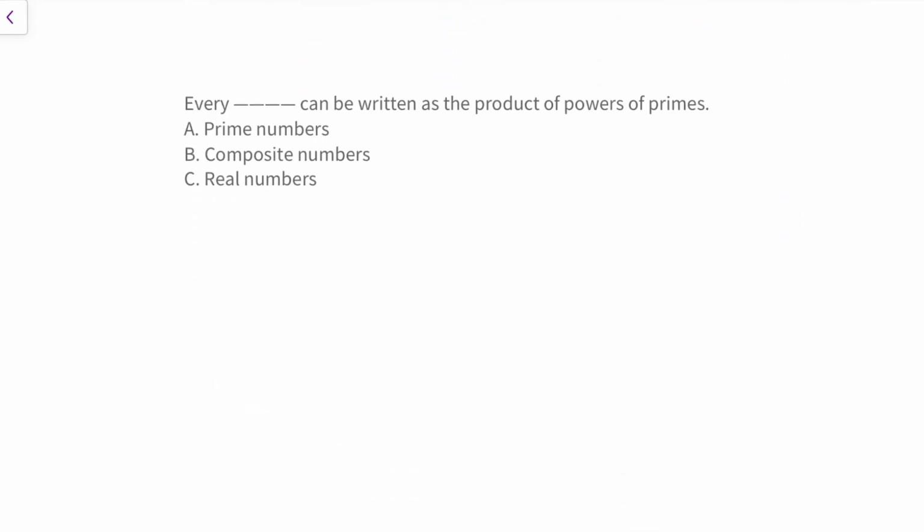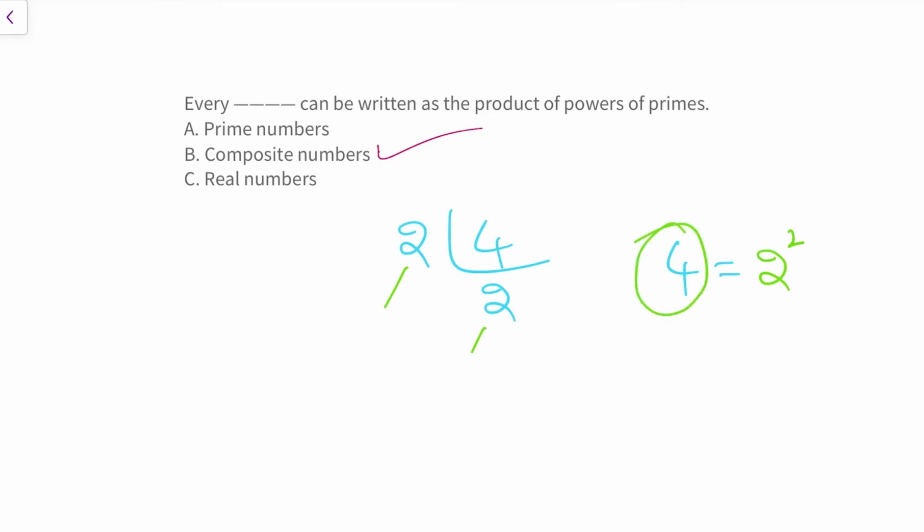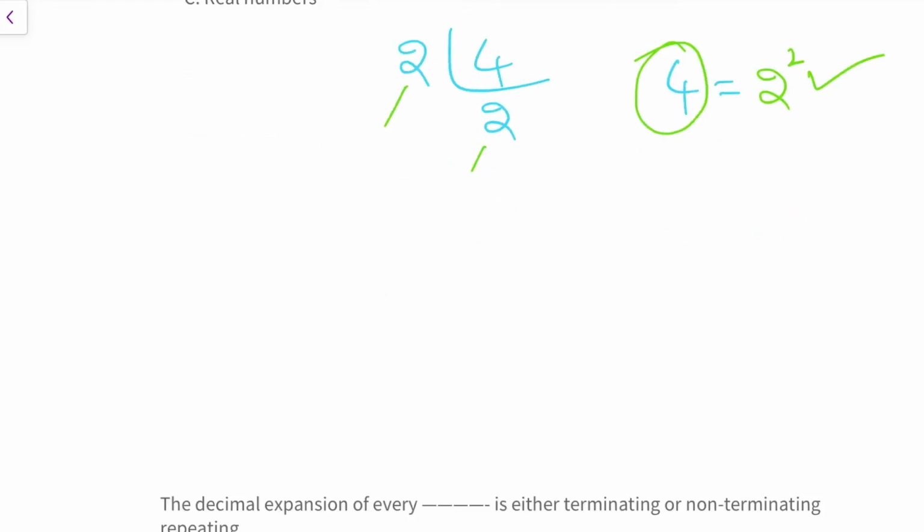Next, every composite number can be written as the product of powers of primes. For example, 4 is a composite number. If I write its prime factorization, 2 is there 2 times, so 4 equals 2 squared. A composite number can be written as a product of powers of prime numbers.